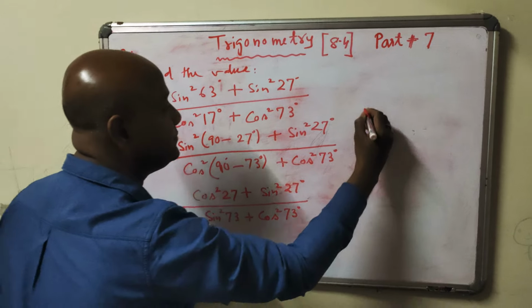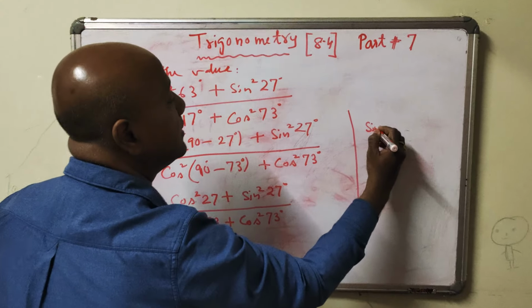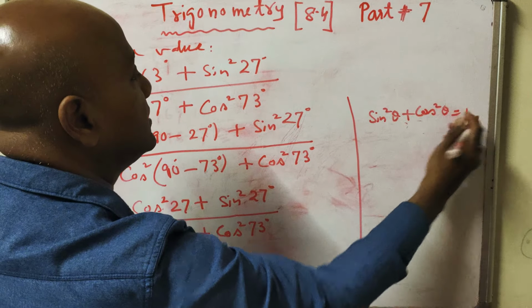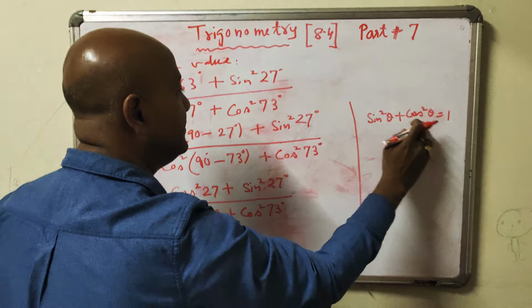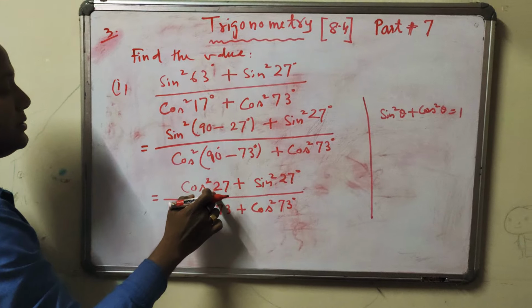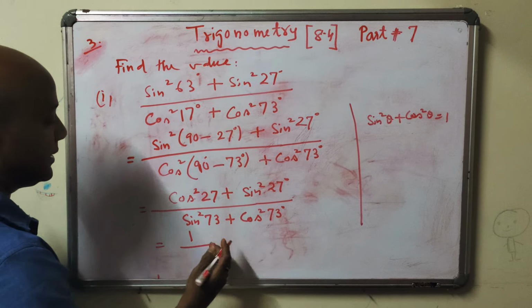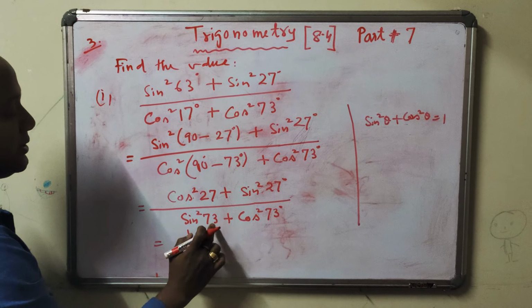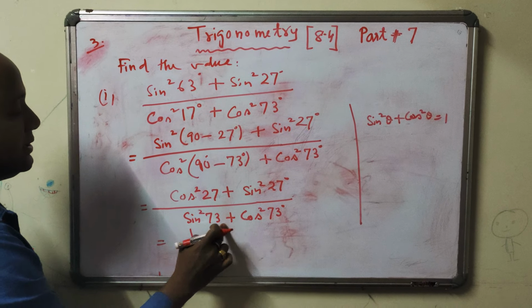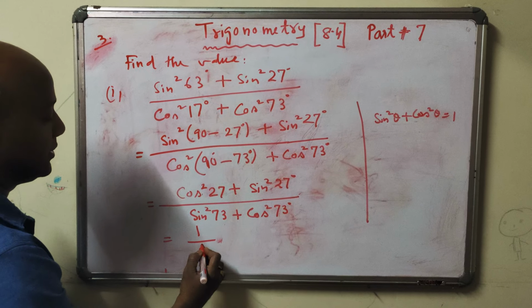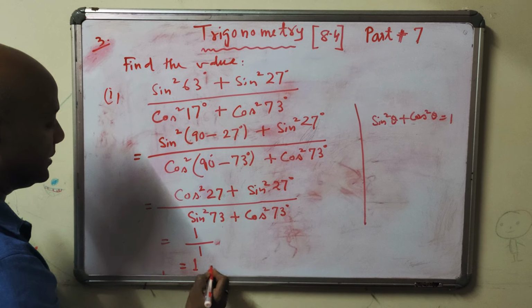Earlier I told you sin square theta plus cos square theta equals 1. So if the values of theta are the same, it will be 1. Here the value of sin square theta is 27, here 27. Therefore it will be 1. In the denominator, sin square theta plus cos square theta, in this case theta is 73 degree, the same theta. Therefore sin square theta plus cos square theta equals 1. So 1 by 1 equals 1. This is the answer.